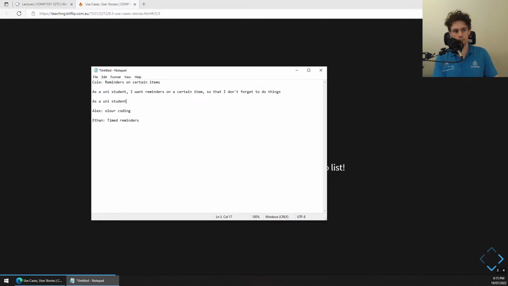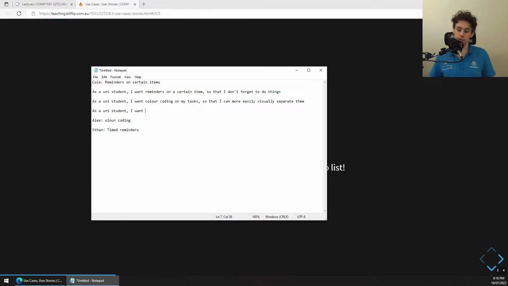As a uni student, I want color coding on my tasks, so that I can more easily visually separate them. And then as a uni student, I don't know what timed reminders is. I don't know what that means. Normally you just ask that.